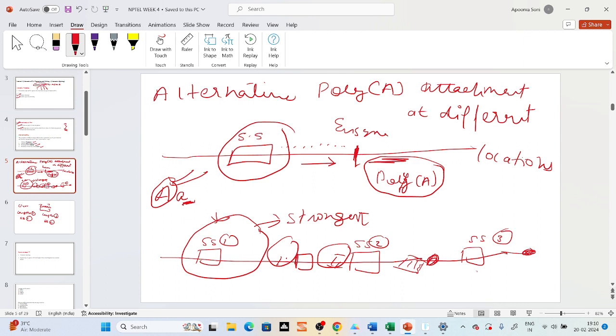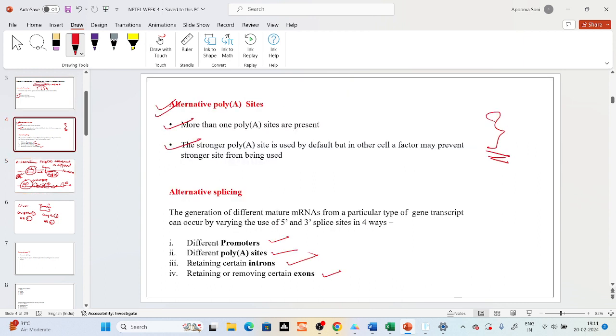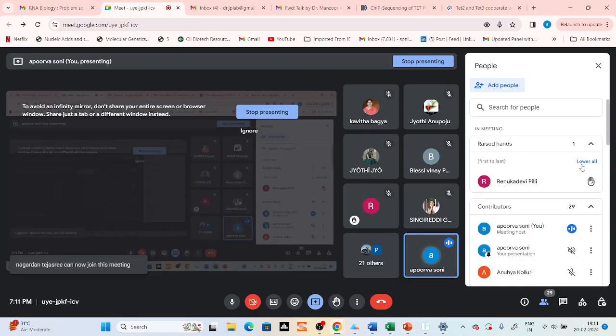Okay, then retaining certain introns and retaining or removing certain exons. Okay, so this I'll explain to you.